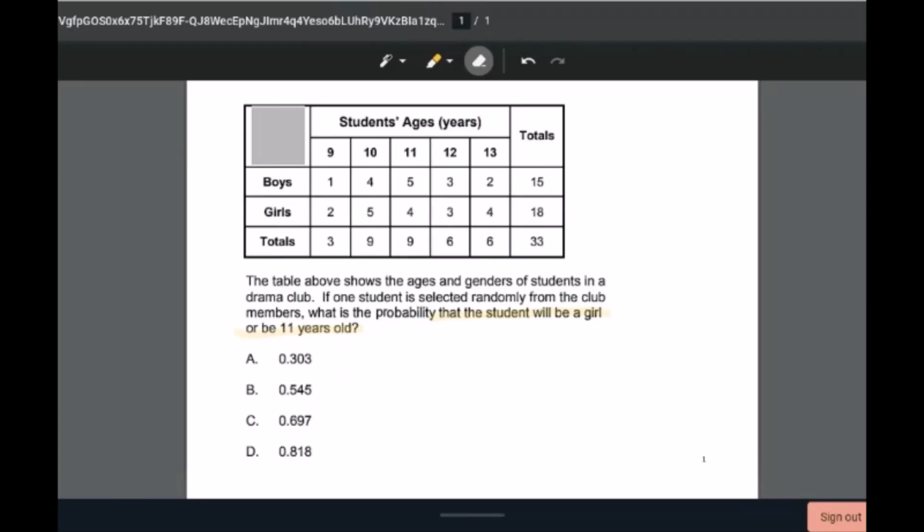The table above shows the ages and genders of students in a drama club. If one student is selected randomly from the club members, what is the probability that the student will be a girl or be 11 years old?